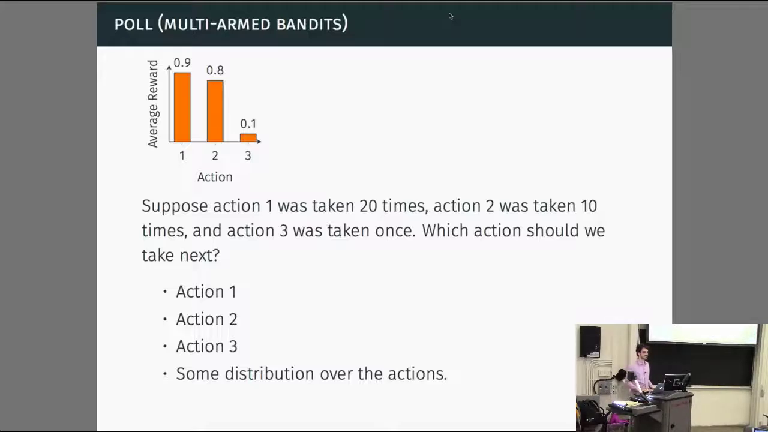OK, a few more seconds. Just go with your best intuitive guess. There may or may not be a right answer here.